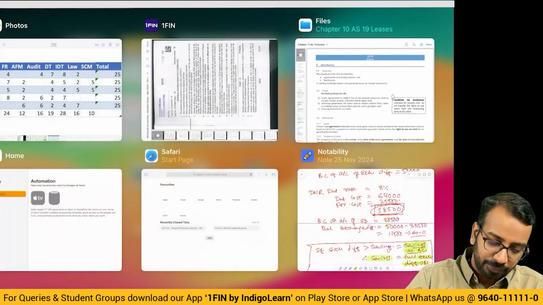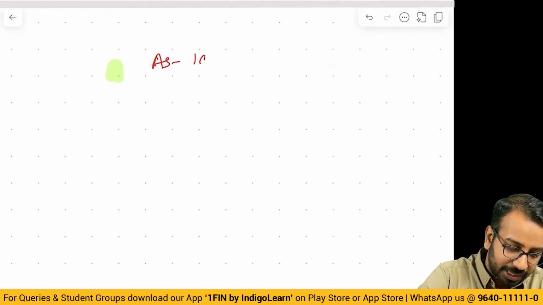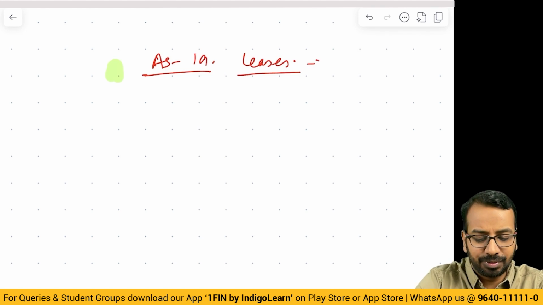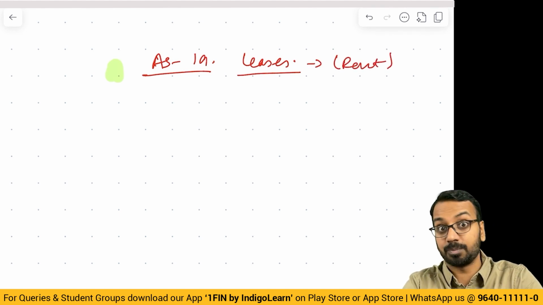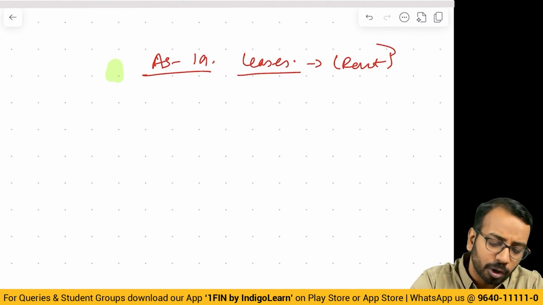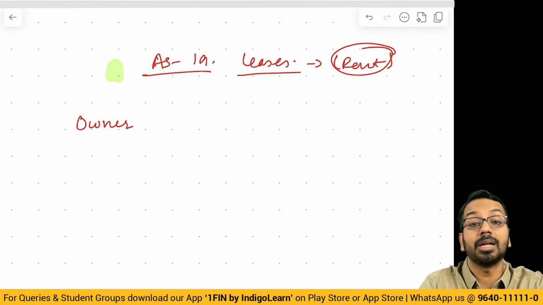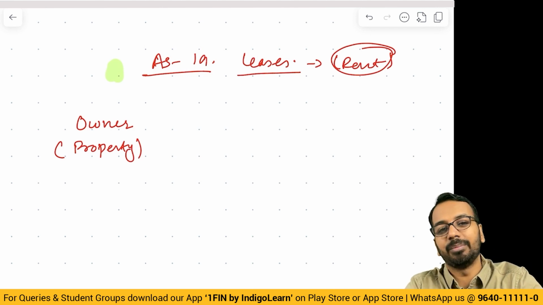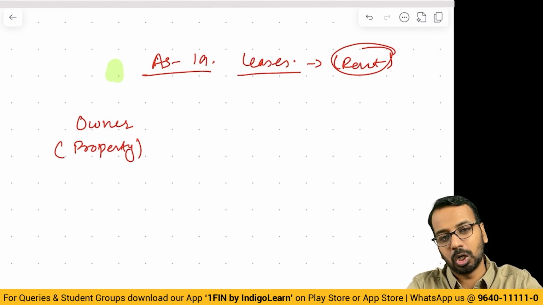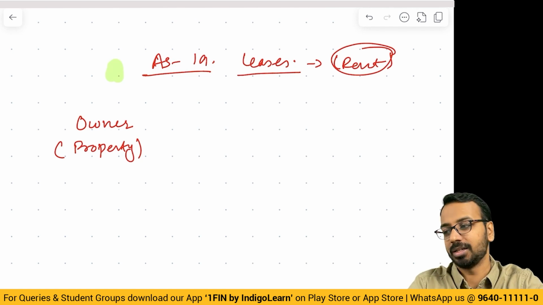So when we talk about Accounting Standard 19, which deals with leases, in common language, generally we refer to this as rent. Okay, if at all there is a rental kind of an agreement, of course there are some conditions to be satisfied, but normally you can think of it as there is someone who is an owner, owner of, let us say, a property. The property can be building, the property can be machinery, the property can be a lot of items other than those which are specifically excluded by the standard, right?